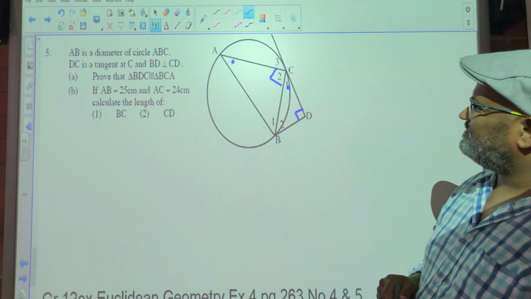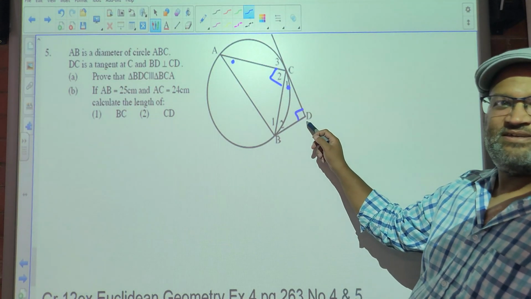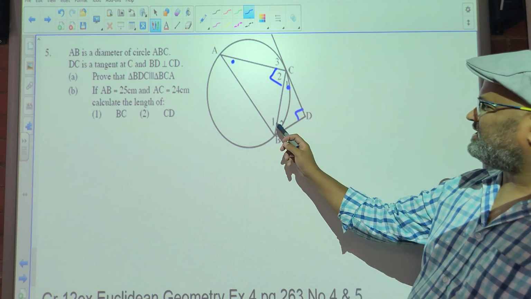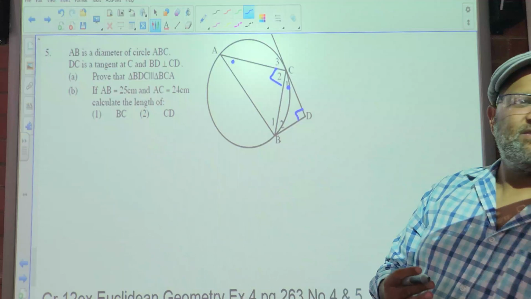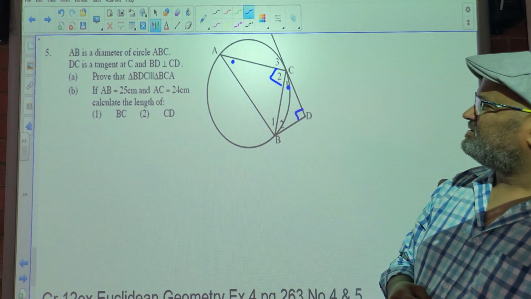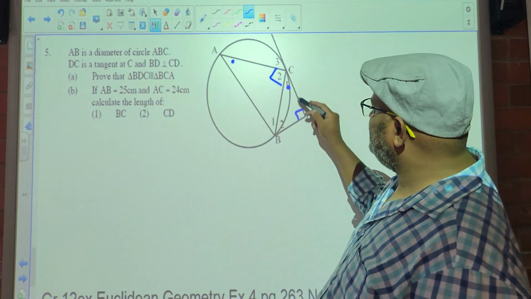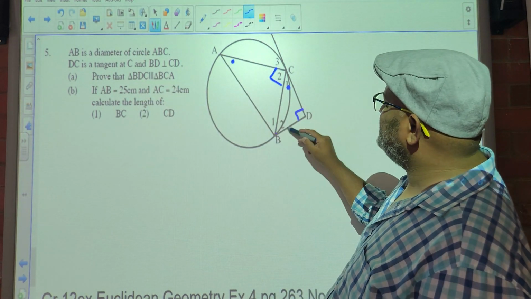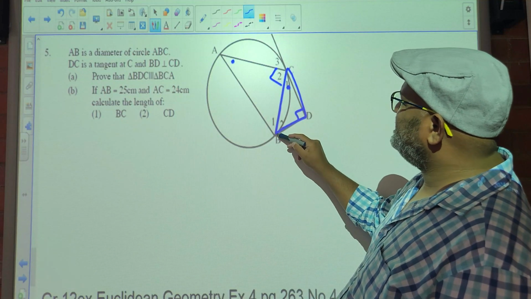Then we are told that BD is perpendicular to CD. So what do we know now? C2 and CD are both perpendicular. So what do we know at this point already? B2 has to be equal to B1. Why? Third angle in a triangle. And the first question: prove that triangle BDC is similar to triangle BCA.